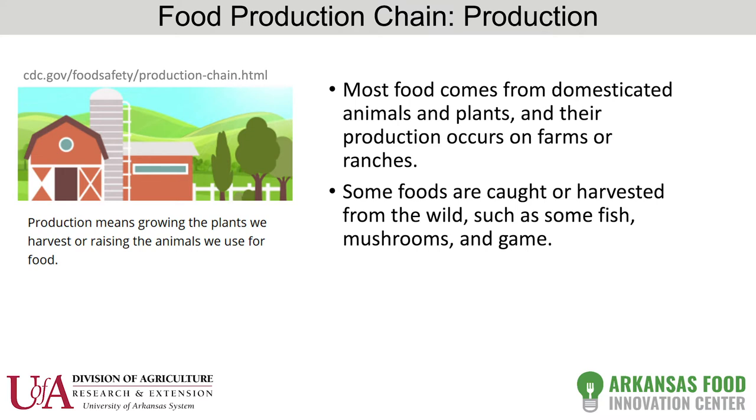Some examples of contamination in the production stage of the food production chain include: if a hen's reproductive organs are infected, the yolk of an egg may be contaminated in the hen before it is even laid. If fields are sprayed with contaminated water for irrigation, fruits and vegetables can be contaminated before harvest. Fish in some tropical reefs may acquire a toxin from the smaller sea creatures they eat.